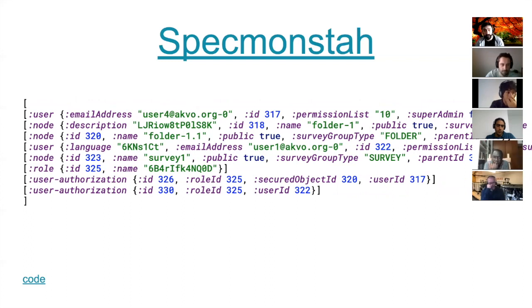If you look at it, it says, okay, I need a user. Then you need these nodes. Then you need these roles, and you need this user authorization. And the interesting bit, as I said, is that it gives you things in order.